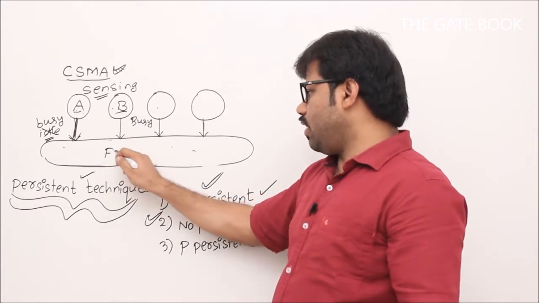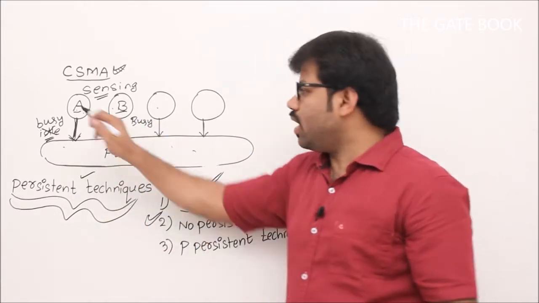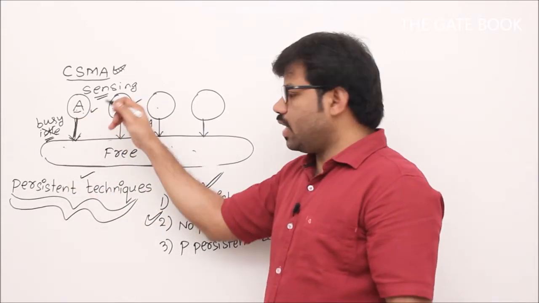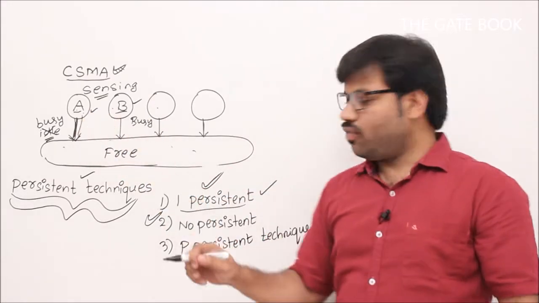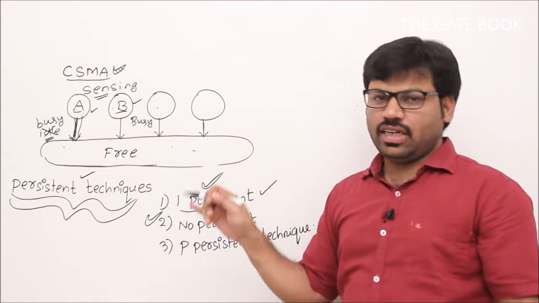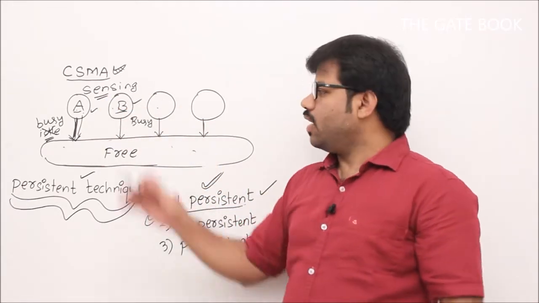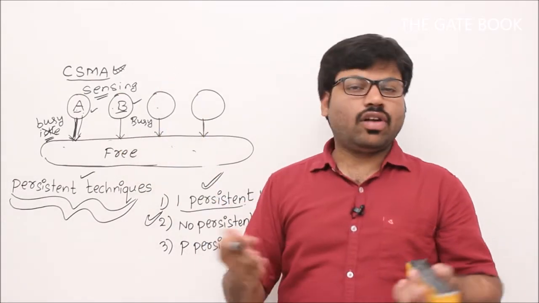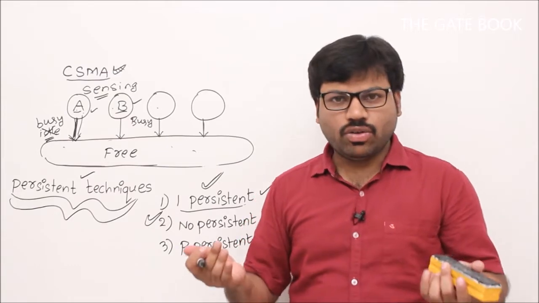Whenever they see a free channel, according to the one persistent technique, they immediately send. If there are multiple stations that have data, then immediately they will all start sending, right? If they follow the same one persistent technique, every station that currently has data will see the channel empty at the same time, and then they will send. Now what happens? Collision.